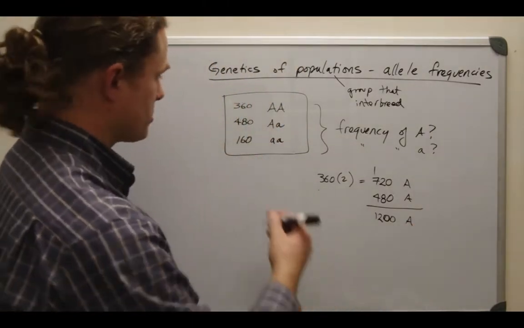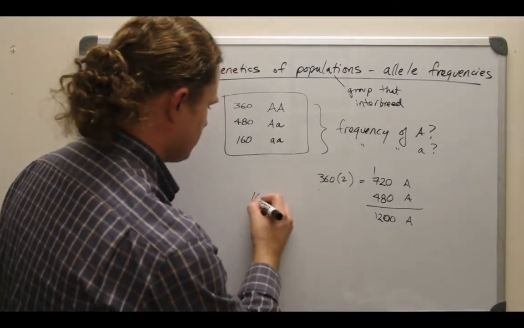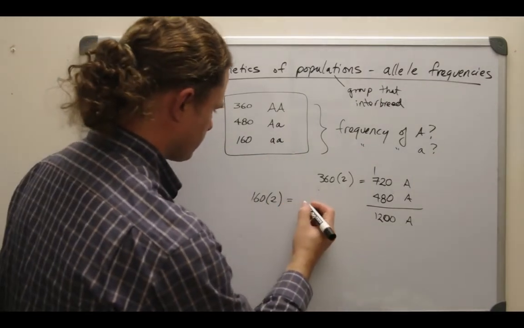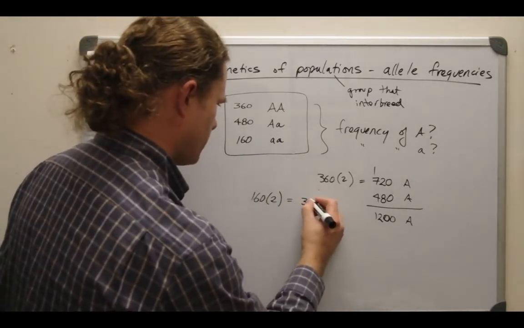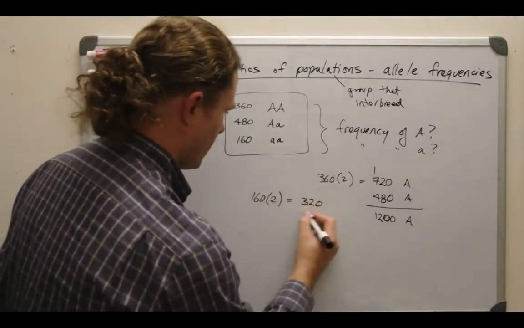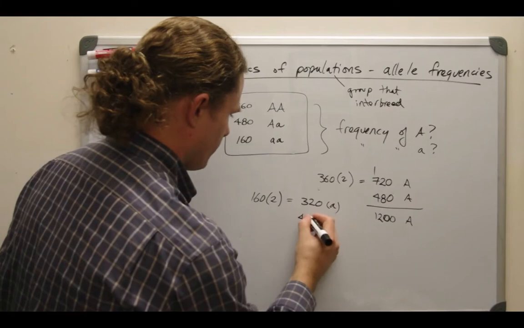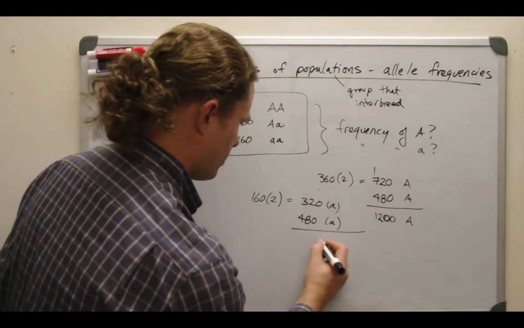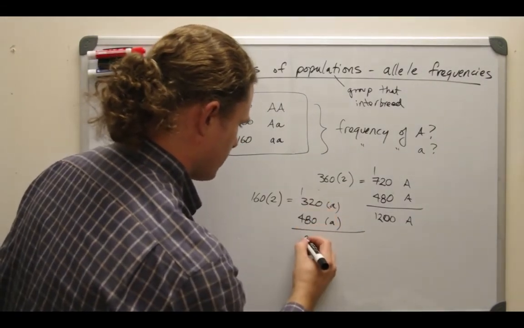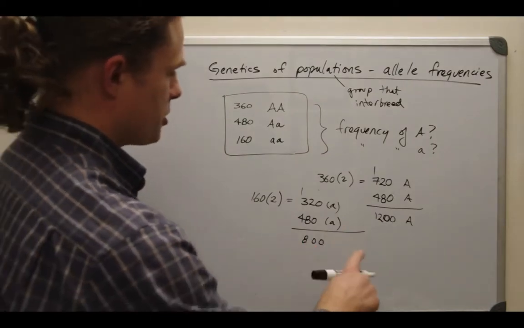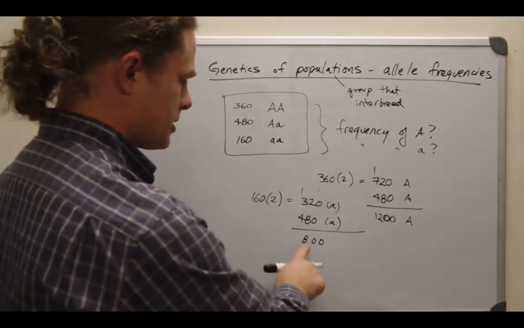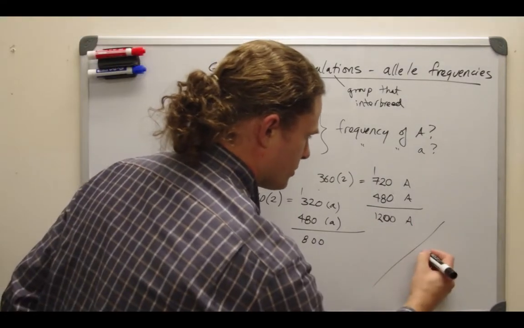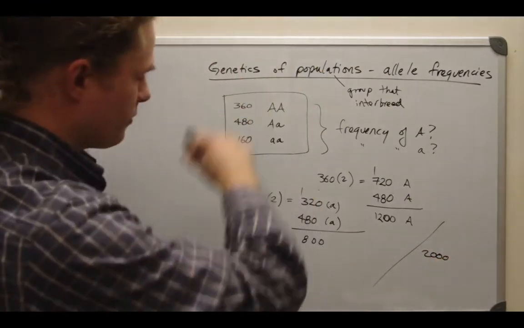Then we can say, well, how many little a alleles do we have? Well, we have this 160. Those individuals have two little a alleles each, so that comes out to 320, plus this 480. The heterozygotes having one of each allele, so they count in both categories. And when we add those up, we can see that there are 800 of those. So in this population, we have 1,200 big A alleles and 800 little a alleles, out of a total of 2,000 alleles for all the individuals.